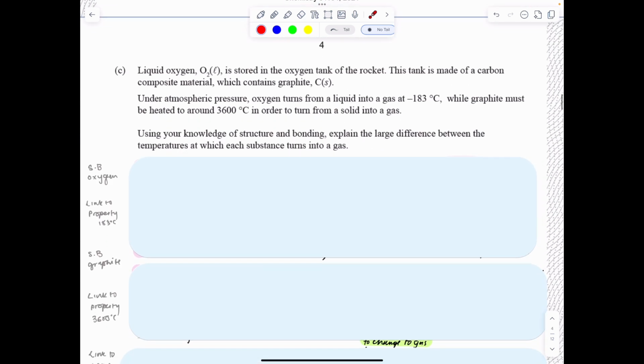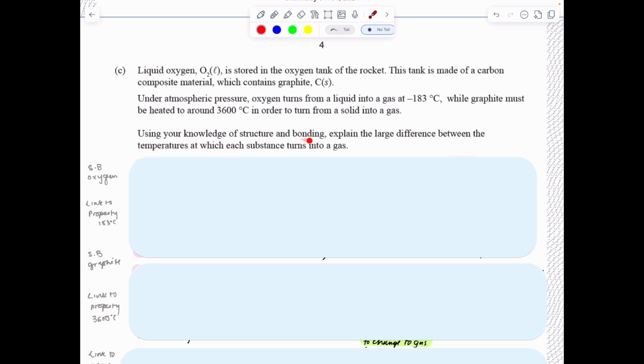Next question. Liquid oxygen is stored in the oxygen tank of the rocket. This tank is made up of a carbon composite material which contains graphite. Under atmospheric pressure, oxygen turns from a liquid into a gas at 183 degrees Celsius, while graphite must be heated around 3,600 degrees in order to turn from a solid into a gas.